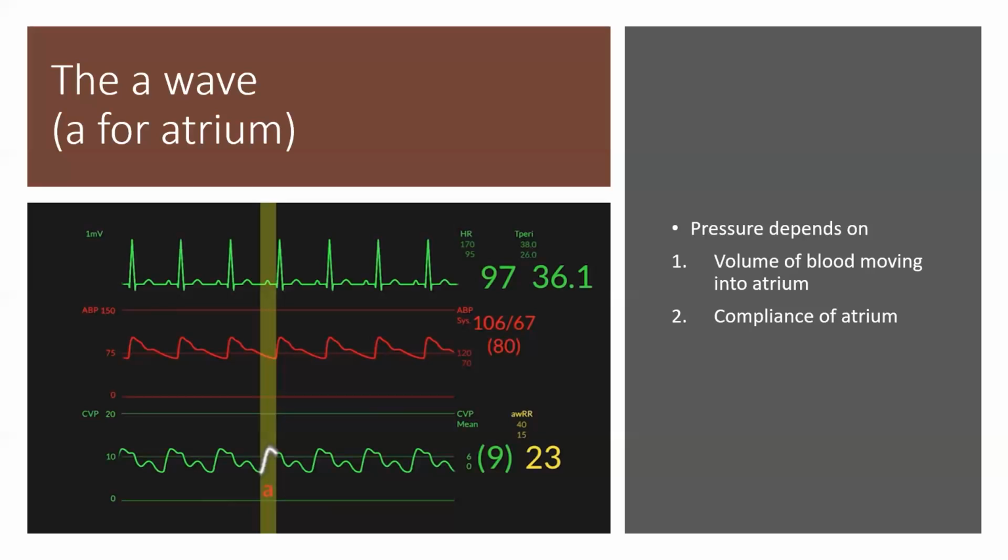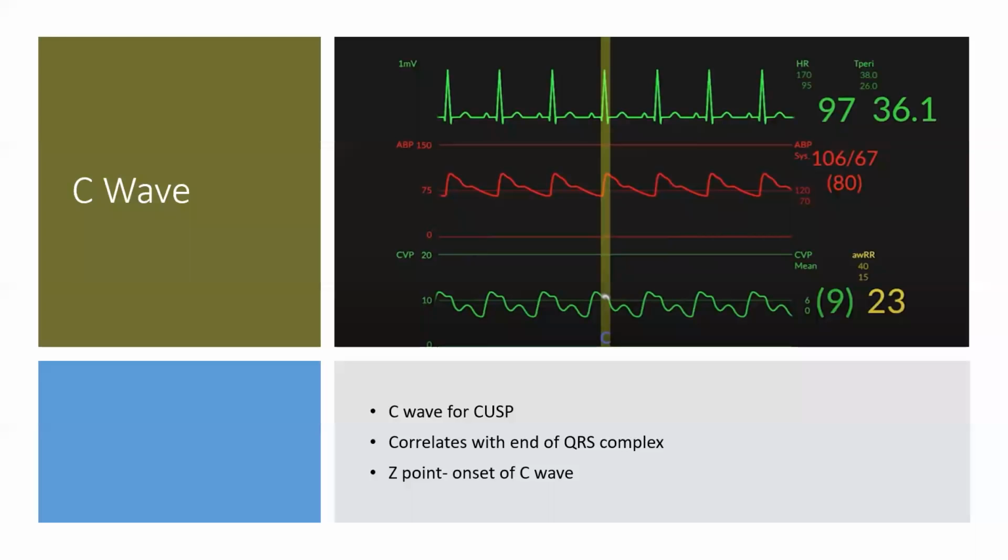All right, so let's go to the second wave of the CVP. We now know where to locate the A wave, right? Where the PR interval is. The next wave of the CVP is what is known as the C wave. Think of C as cusp, the cusp of the tricuspid valve, because this is on the right side.